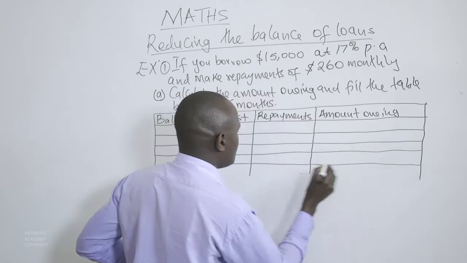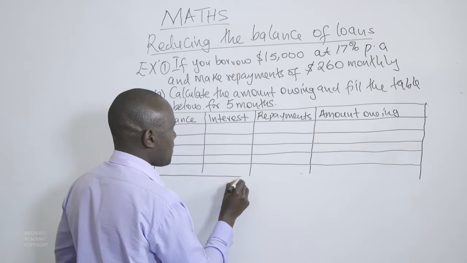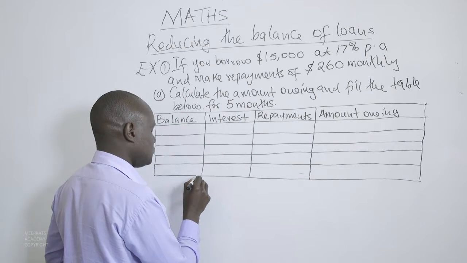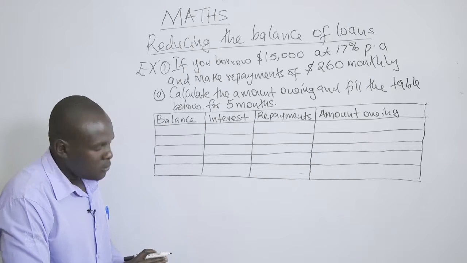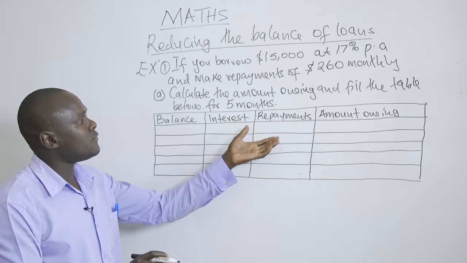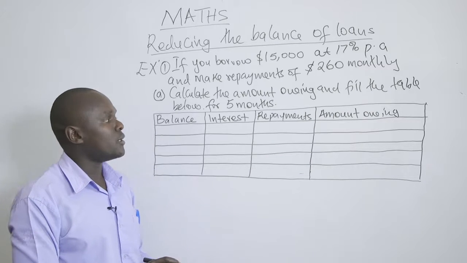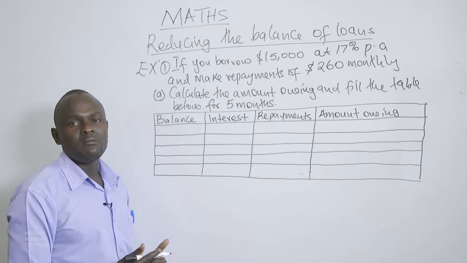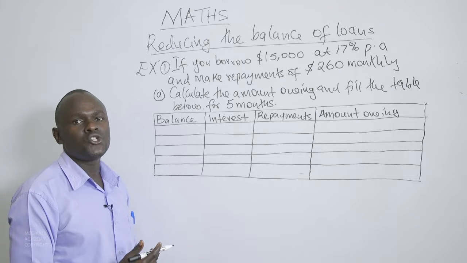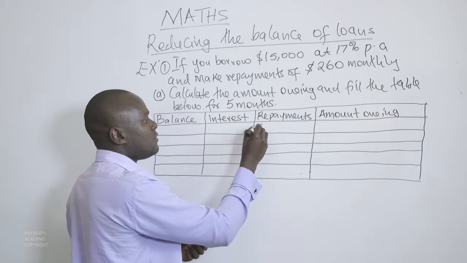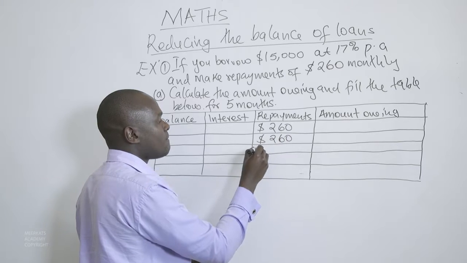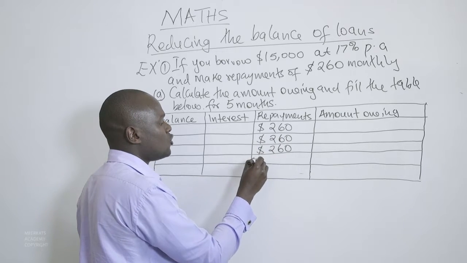We've been told to fill the table for 5 months only. When we look at this table, we have the column for the balance, the column for the interest, the column for the repayments, and the amount owing. Since the repayments are going to be made monthly, and it is a fixed figure that is not going to change, we can comfortably say that our repayments will be 260 every month. This figure will not change.